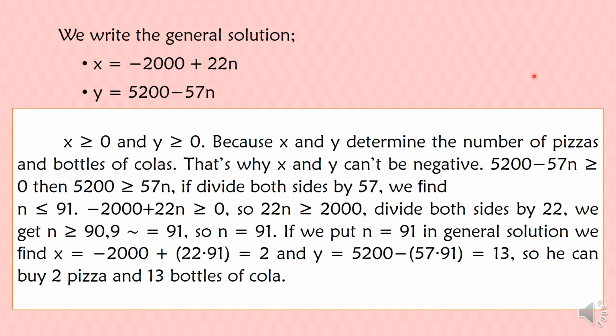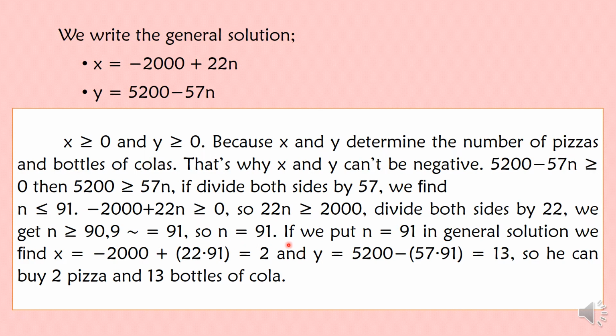So next is negative 2,000 plus 22n, that will be greater than or equal to 0. So 22n is greater than or equal to 2,000. So we're going to divide both sides by 22. We get n is greater than or equal to 90 point, so this would be 90.9. Sorry, or this would be 91. So n is equal to 91.